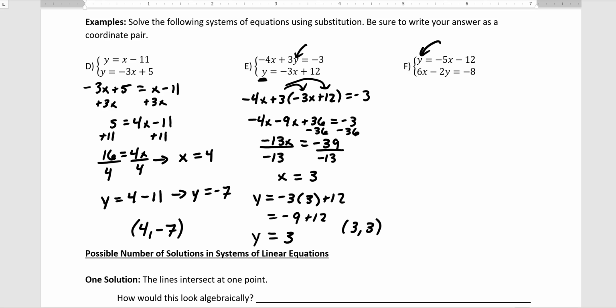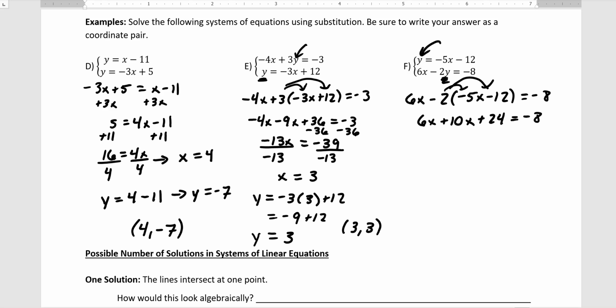So we have y isolated here. So let's plug it in for this y here. So we'll have 6x minus 2 times, instead of y, I'm going to say negative 5x minus 12, equals negative 8. All right, let's distribute this negative 2 here. So 6x plus 10x, negative 2 times negative 12 is positive 24, equals negative 8.